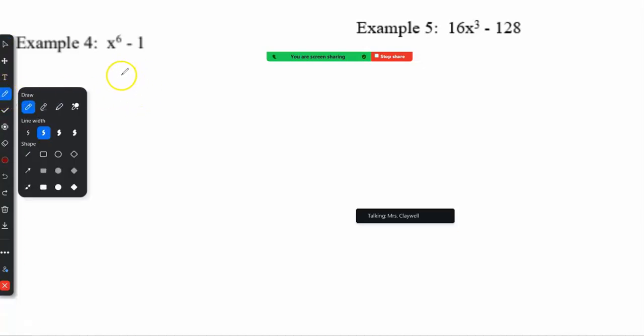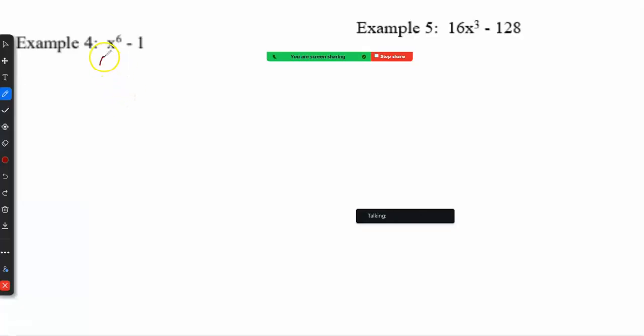Okay, so let's look at example 4 and 5. There's a couple ways to think of example 4. I see it as something squared, as like an x to the third squared minus 1 squared. So here's my a, here's my b. So I have a plus b, a minus b.